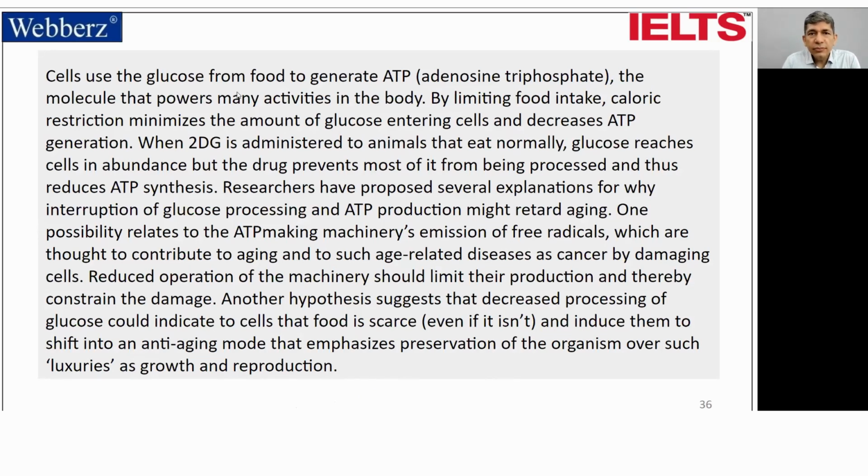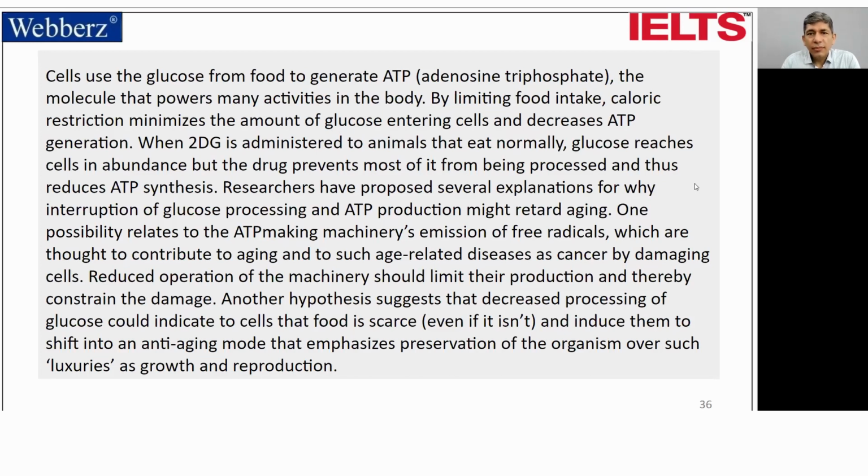Yeah, sure. Cells use the glucose from food to generate ATP, the molecule that powers many activities in the body. By limiting food intake, caloric restriction minimizes the amount of glucose entering cells and decreases ATP generation. When 2DG is administered to animals that eat normally, glucose reaches cells in abundance, but the drug prevents most of it from being processed and thus reduces ATP synthesis.